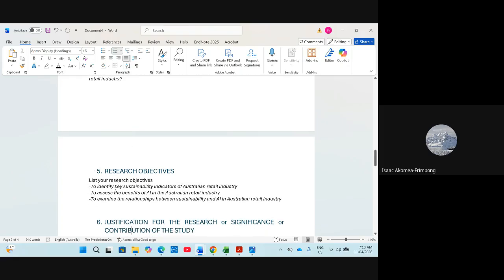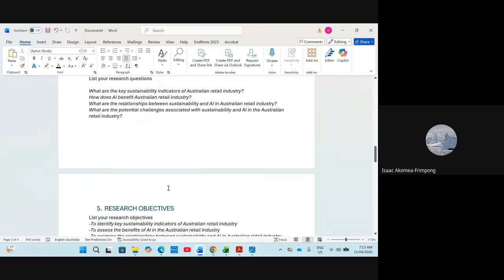So here, I stated three objectives. Out of the aim or the purpose of the goal, my objectives to help me achieve the aim were to identify the key sustainability indicators, to assess the benefits of AI, and to examine the relationship between these. By addressing these things, I'm sure that the main purpose will be achieved. And out of this, I raised research questions like, what are the key sustainability indicators? How does AI benefit the Australian retail industry? What is the relationship between sustainability and AI? And other questions, which I think are important.